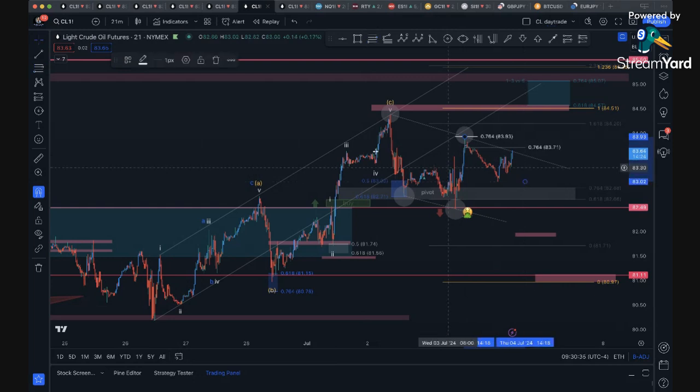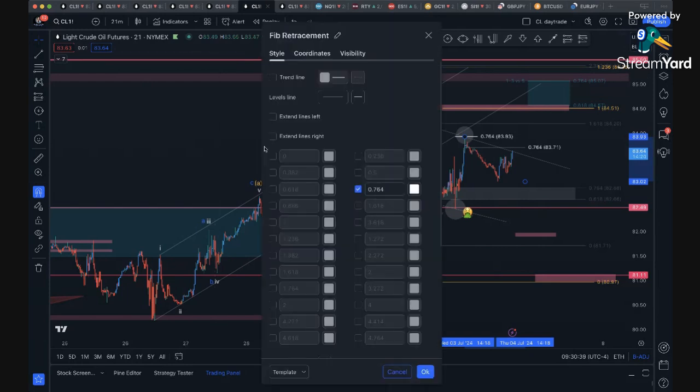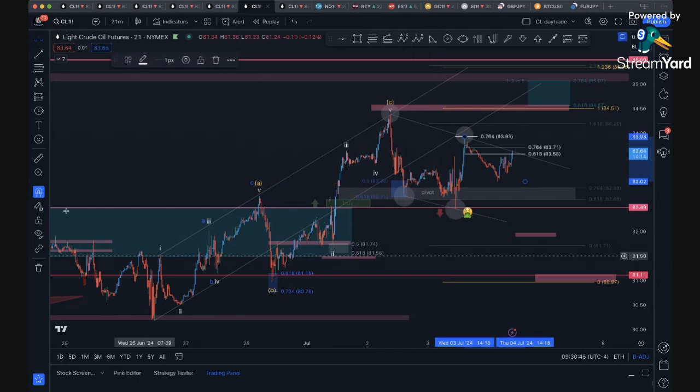Look at that. It kind of looks like it wants to come up to the 764. It's probably already exceeded the 618. So it's already exceeded the 618. So let me grab the 83.93 level and drag it over.